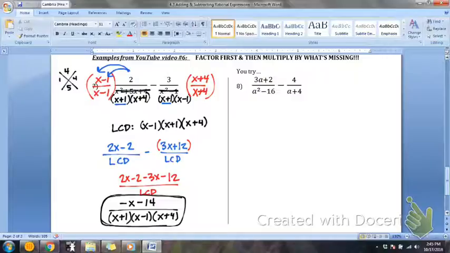Okay, the only thing we're going to do on number 8 is just get it set up. On number 8, you have two denominators, but does one of them need to be factored first? Yes. That a squared minus 16, right? And what does a squared minus 16 factor to? A difference of squares: a minus 4, a plus 4.